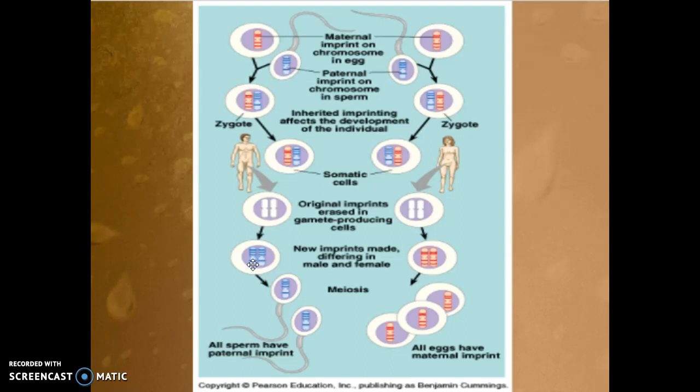So the imprinting that I received from my dad and that I received from my mom gets reset. So I don't pass on my dad's imprinting and my mom's imprinting. I pass on my imprinting. That's where the whole nature versus nurture thing pops up in genetics, because the way that I live my lifestyle is going to impact the imprints that I make and that I pass on to my children.